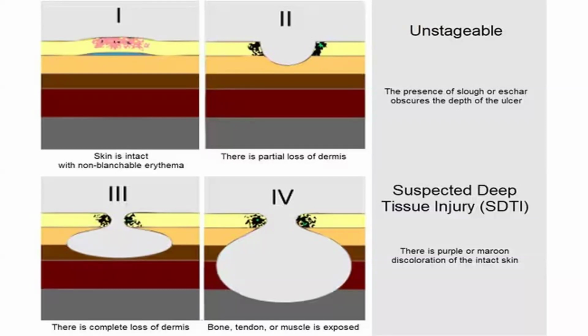There are another 2 additional stages that we also sometimes refer to. One of them is unstageable. In this situation, we have a presence of a slough or eschar that obscures the depth of the ulcer, or what we call suspected deep tissue injury. Usually there's a purple or maroon discoloration of the intact skin.